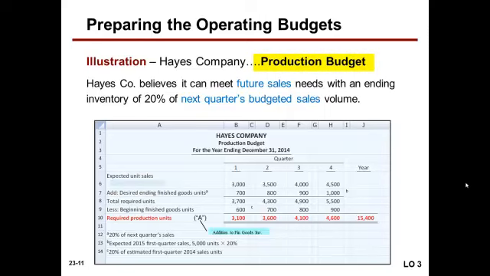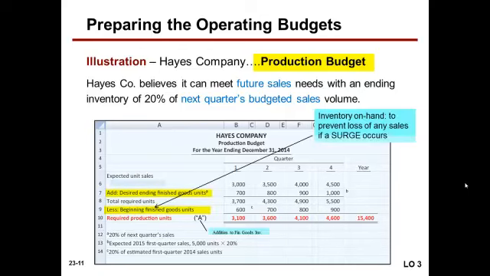Now, other than the sales forecast, we need to know how we arrive at our beginning and ending inventories of finished goods to support that sales forecast. Inventory on hand is necessary to prevent any sales loss if a surge in sales occurs in the beginning of the period.